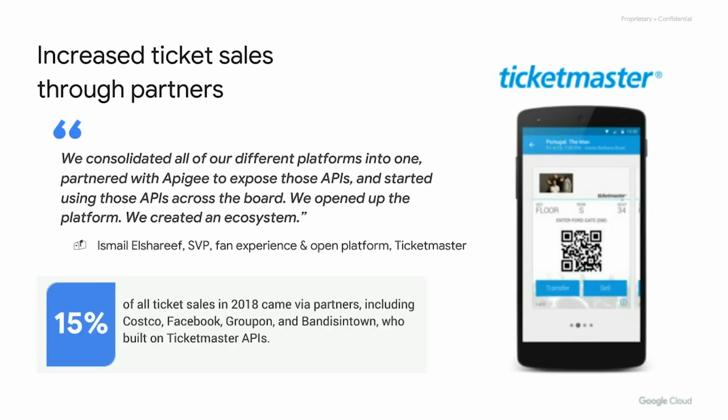Ticketmaster is an example of an API-driven platform business using Apigee. So Ticketmaster uses APIs to sell tickets through not only their own channels like Ticketmaster.com and their mobile apps, but also a wide variety of partner channels, such as the websites for local entertainment venues and social channels like Facebook. In fact, 15% of all their ticket sales in 2018 came via partners.